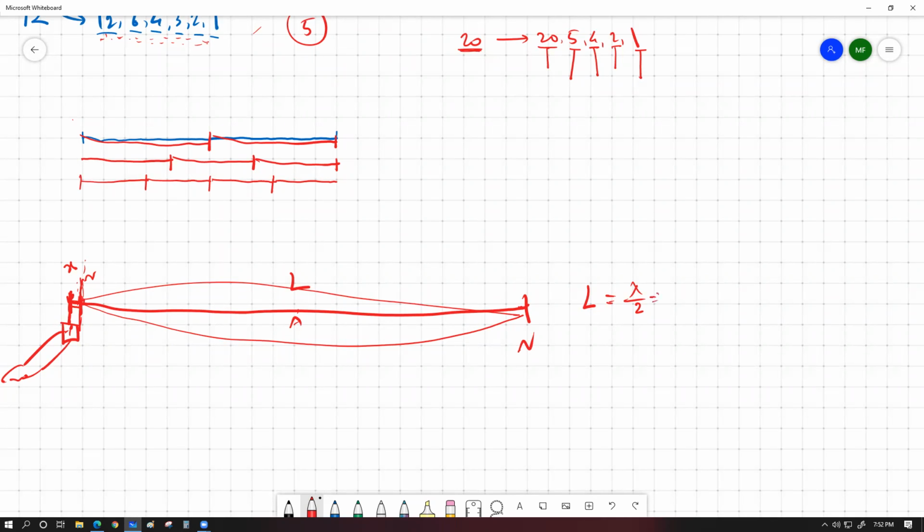So if we go for some further calculation from this point, this would actually mean that lambda equals 2L. If the frequency is to be found, the frequency in this case can be given by V divided by lambda, which would be V divided by 2L. This is what we call the first harmonic or the fundamental frequency. So I'm going to label this as F1. Fundamental frequency means this is the smallest frequency this wire can generate.